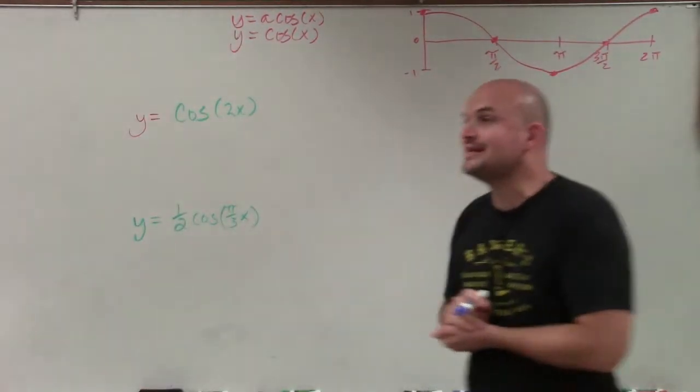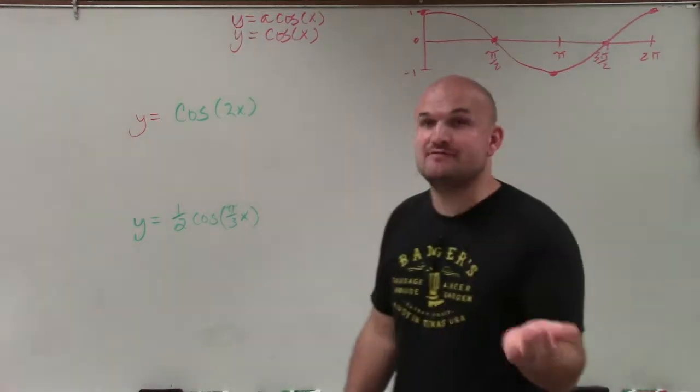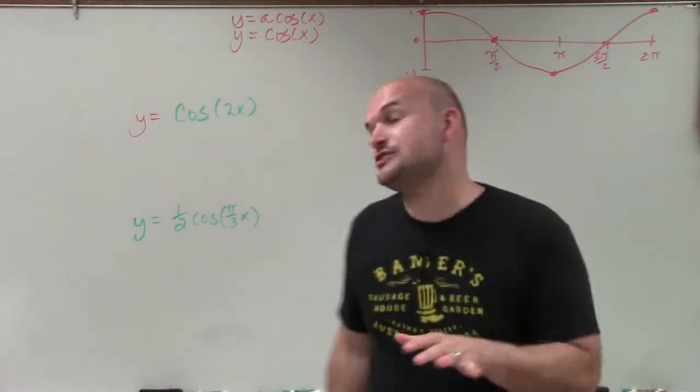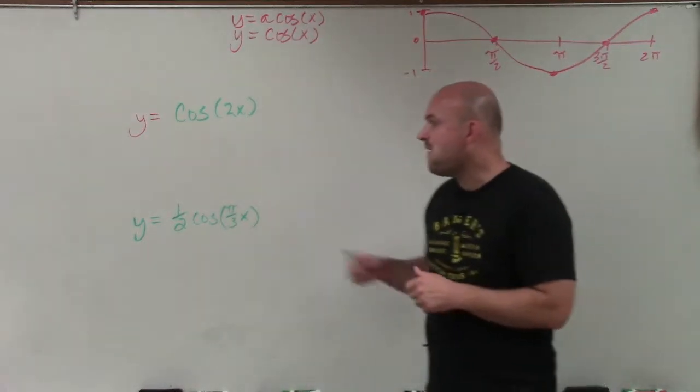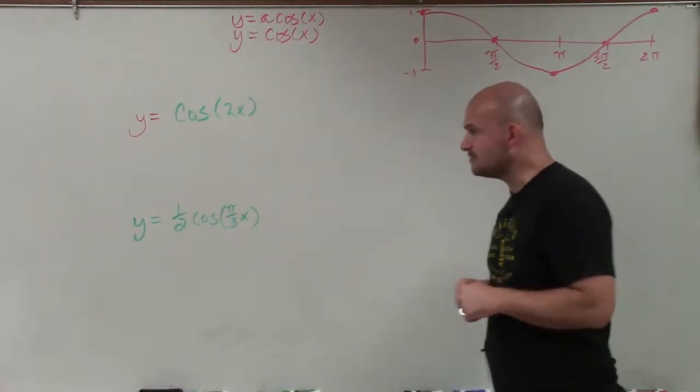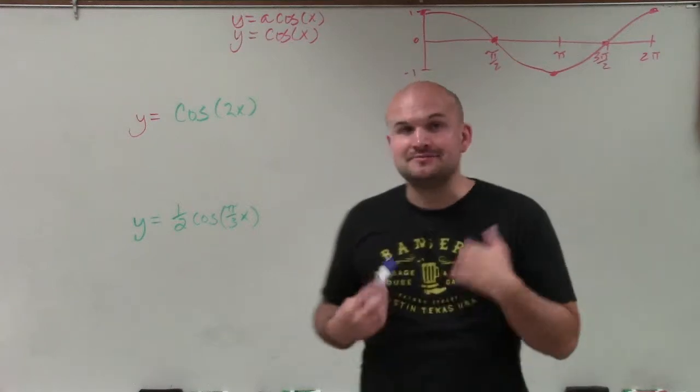Welcome, ladies and gentlemen. So what I'd like to do is show you how to graph the cosine function when we have a change in the period. So what I have here is two examples. I have y equals cosine of 2x, as well as y equals 1/2 of cosine of pi over 3x.